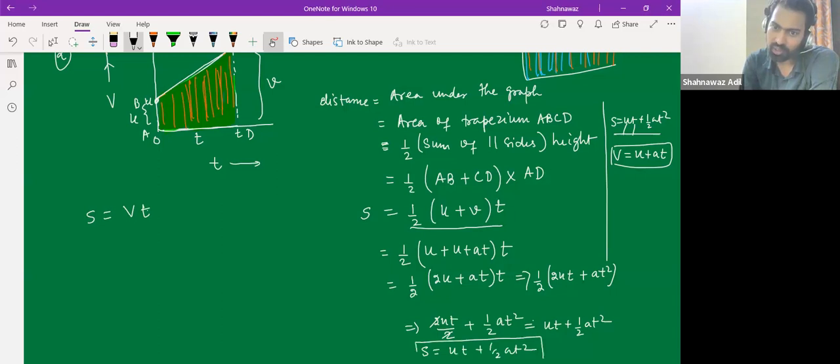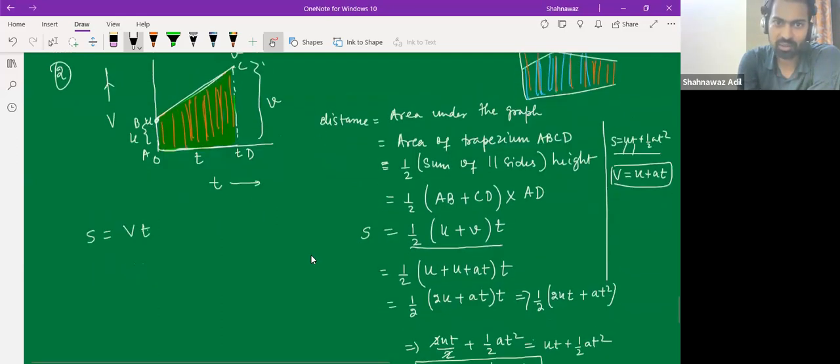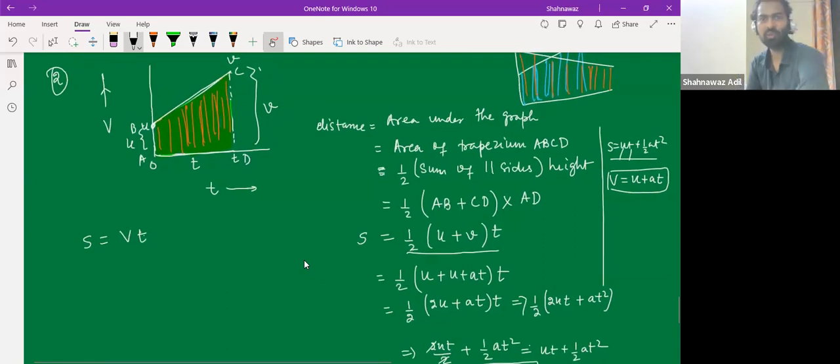Is this clear, guys? Do you have any doubts? Okay, so please note it down, and then we will do the third equation in the next class, and we will also start the next chapter.